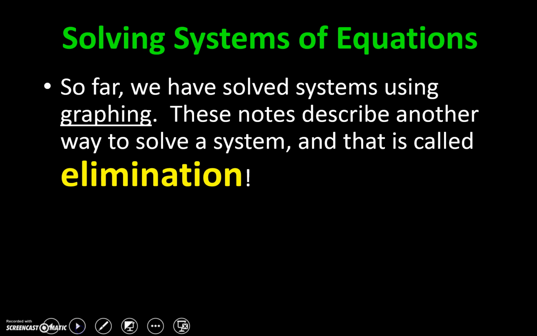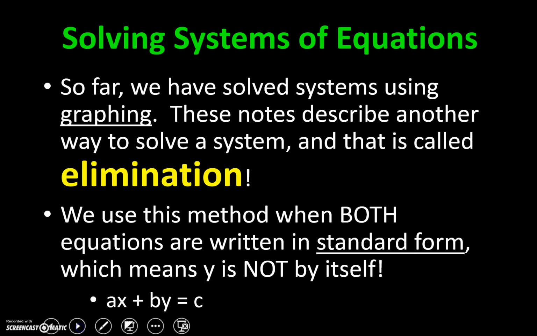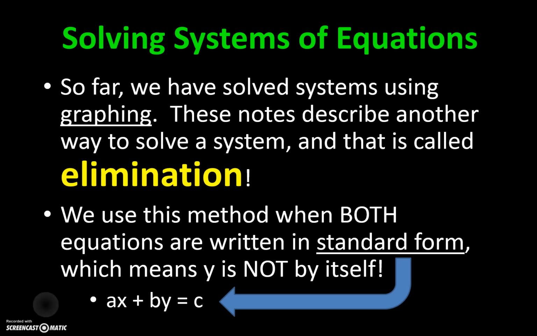So far we've solved a system through graphing. These notes are going to continue in a different way, known as elimination. The way we do this is when we have two equations that are in standard form. Remember, with graphing, whether it be an equation or inequality, it always has the y followed by mx plus b. So in this we have standard form. Please write this down. The standard form is ax plus by is equal to c.